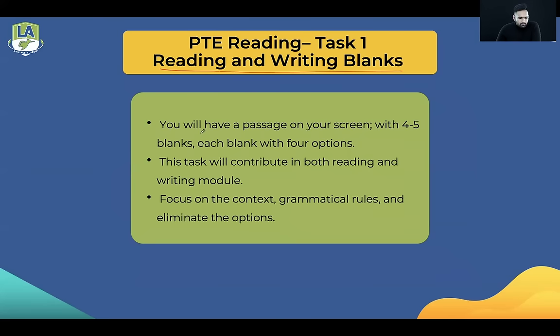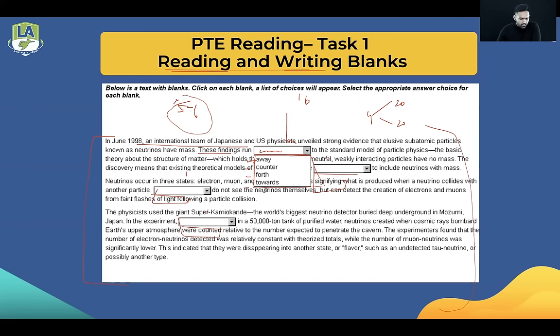As I've told you, you'll have a passage on your screen with 4 to 5 blanks, each blank with 4 options. This task will contribute towards your reading and writing module. You need to focus on the context, meaning you need to understand what the passage is talking about, and the grammar rules. Based on your grammar and your context, you need to eliminate. Let's say this is grammatically incorrect. This is incorrect according to context. You're left with 2 options. Based on the meaning or the reasoning given in the passage, you need to select one of these options.